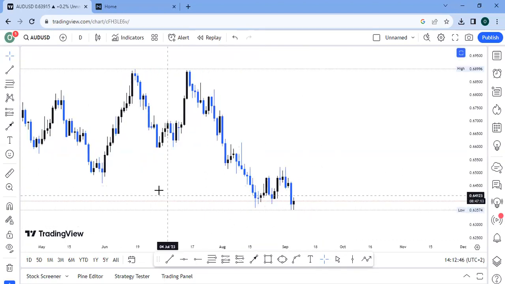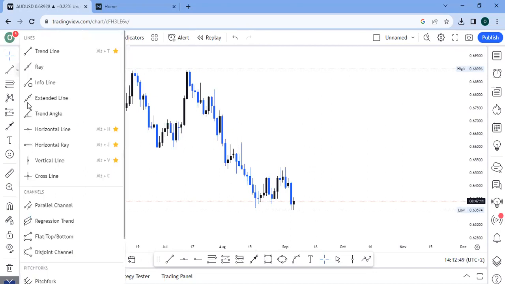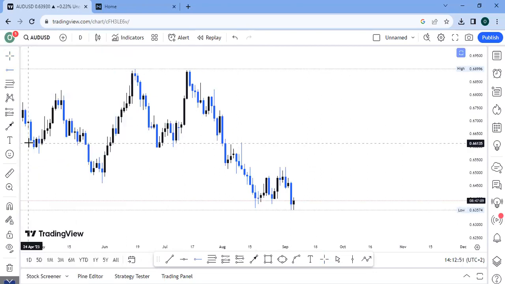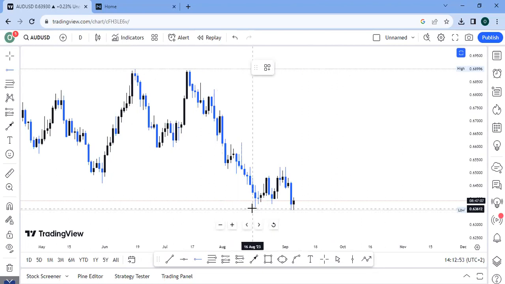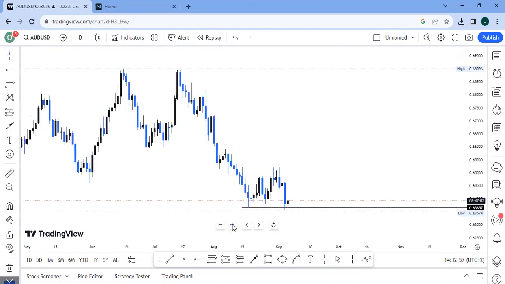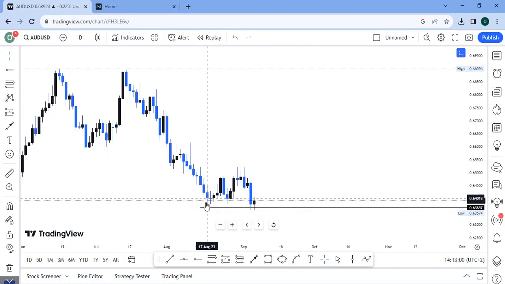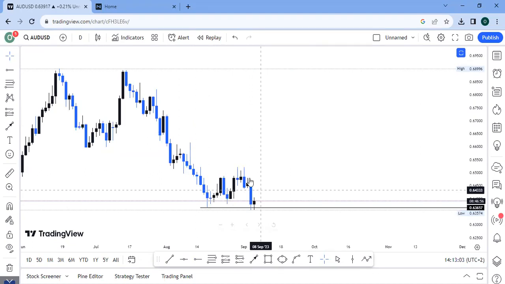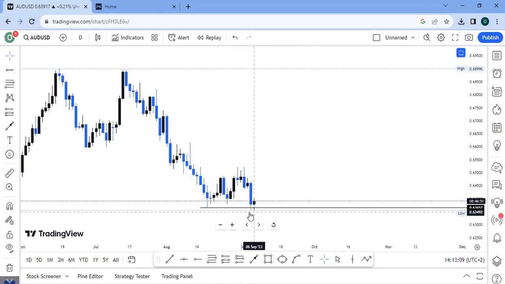What you're seeing in front of you is AUD/USD. We're looking at a daily time frame. First thing we can see is this low here, the low that occurred on the 17th of August. Then we can see that yesterday, on the 5th of September, price spiked back to this low here. It failed to close below this low.